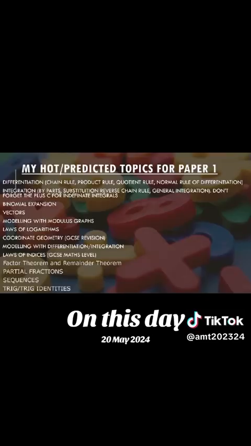So let's go. These are my hot topics, or the predicted topics, for the paper 1 A-level maths pure 1 exam. The biggest two are calculus, so differentiation and integration.